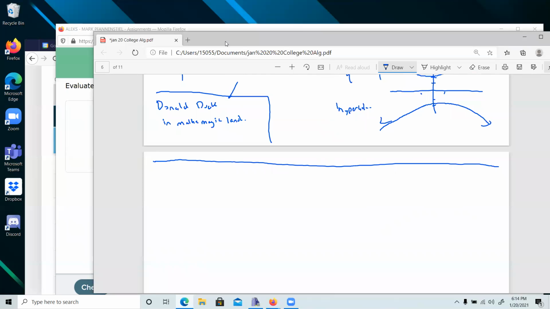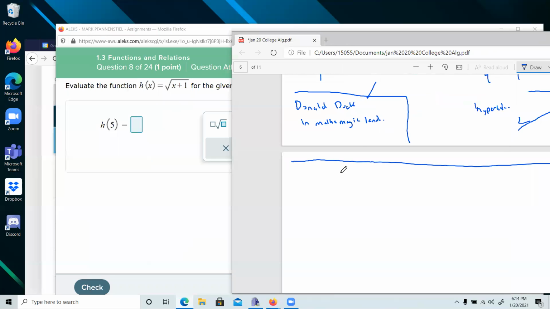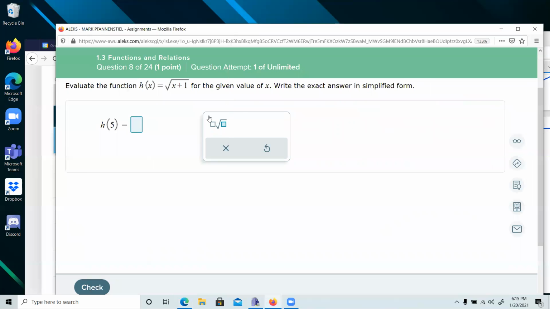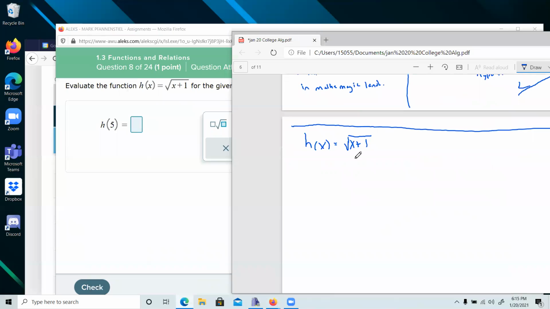Here we have some function notation, and they're getting used to that, which is good because we're going to use that a lot. But we have h of x is equal to the square root of x plus 1. Okay, so I will tell you that on inspection, this thing is a function. They said evaluate the function. It really is. They're not trying to trick us here.